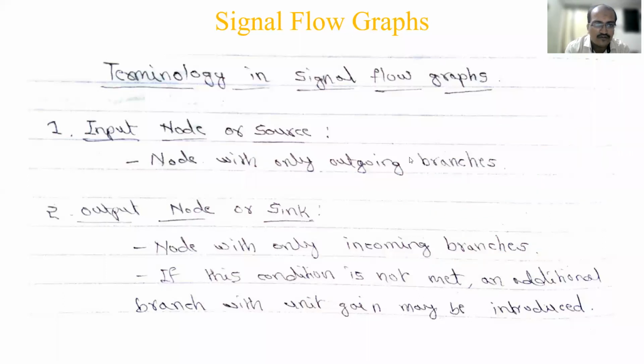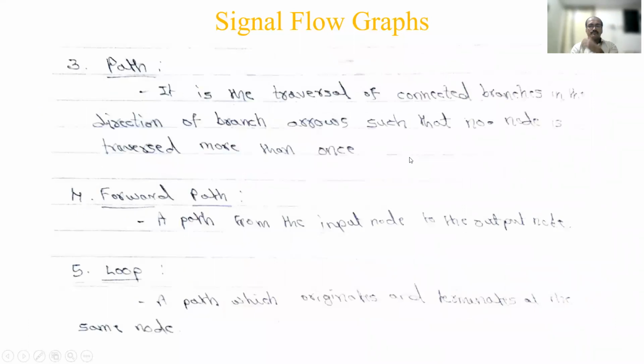Along with that, we have many others. Path. What is meant by path? It is the traversal of connected branches in the direction of the branch arrows such that no node is traversed more than once. It is called the path. You can consider it like walking or bike riding. You are going through some path, right? It is a traversal of connected branches. Some junctions we have are nodes. So from here to here we will reach. In Google Maps it will show. If you want to go to some places, in between places also come. Those will be the intermediate paths.